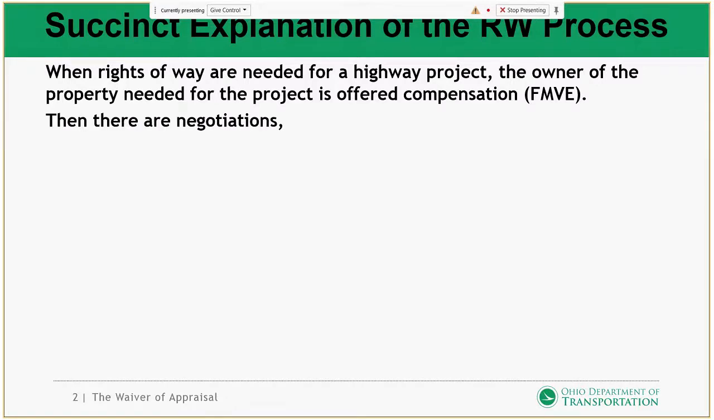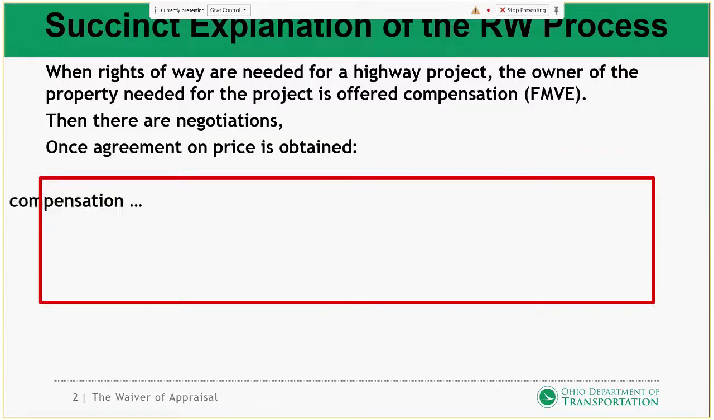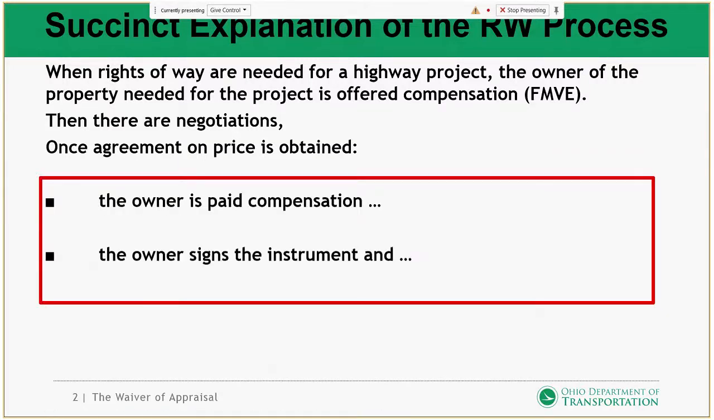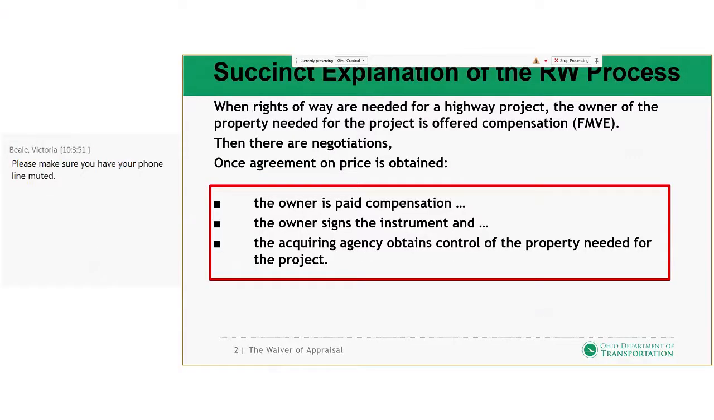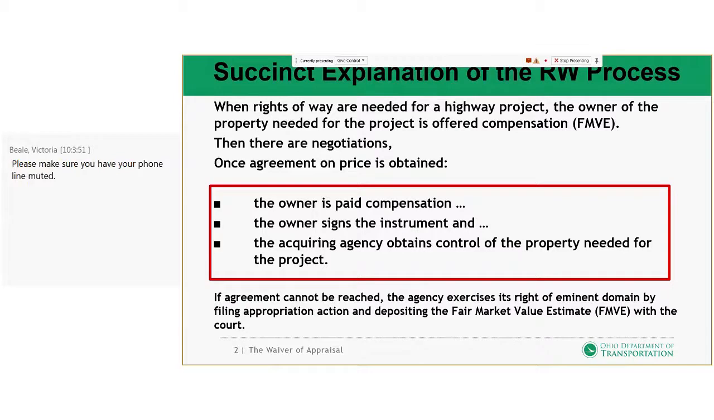So when rights-of-way are needed for a highway project, the owner of the property needed for the project is offered compensation. That's also known as FMVE. That's an acronym for Fair Market Value Estimate. So then there's negotiations. Once agreement on price is obtained, the owner is paid compensation. The owner signs the instrument. The acquiring agency obtains control of the property needed for the project. And if agreement can't be reached, the agency exercises its right of eminent domain by filing an appropriation action and depositing FMVE with the court.